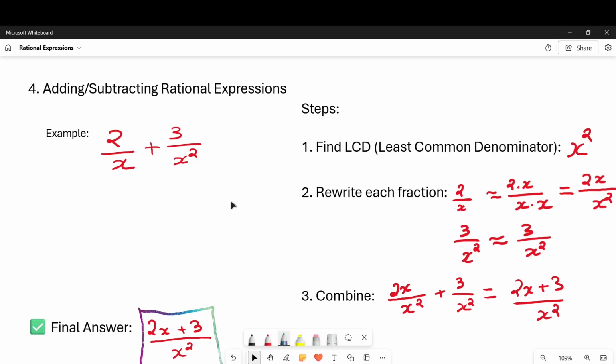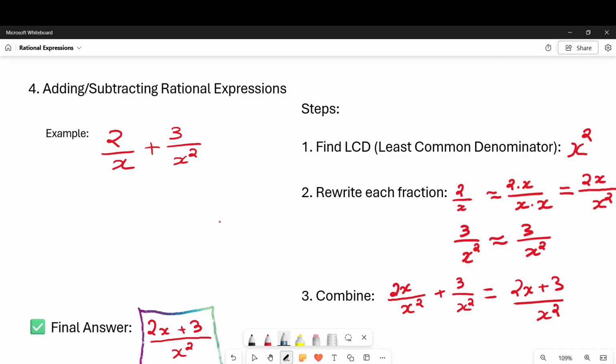Okay, adding and subtracting rational expressions. Look at this: 2 by x plus 3 by x squared. We cannot add or subtract directly because the denominators are different. So the first step to find the solution is to find the LCD, the least common denominator. We can take x squared as the LCD. We need to make both denominators the same. Then only can we directly add or subtract the numerators.